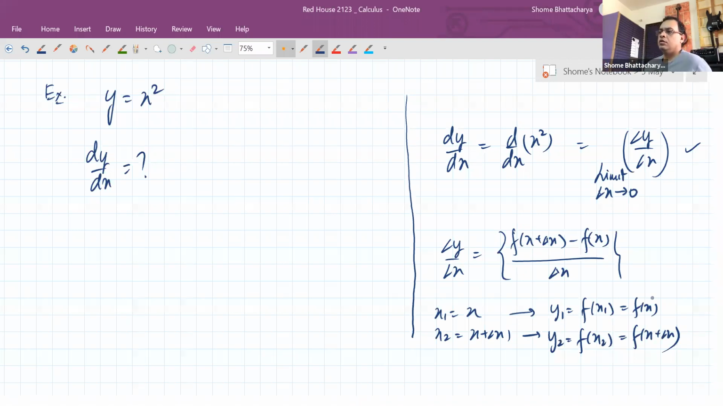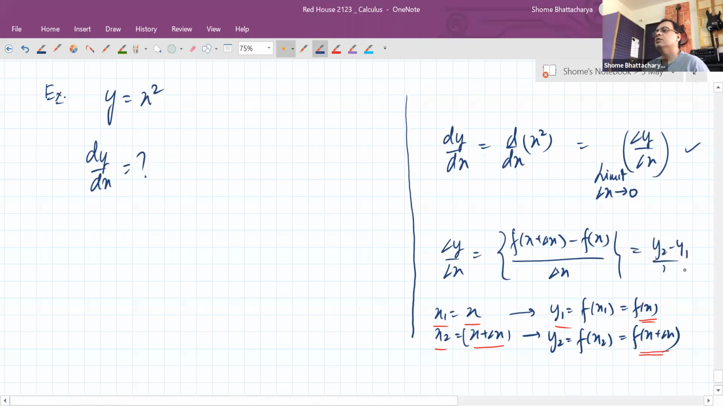Please repeat: what is the definition of delta y by delta x? It is y2 minus y1 upon x2 minus x1. So just apply the definition over here. That is where f of x plus delta x minus f of x came from. If I'm taking my x1 as x, what is my y1? It's f of x. And if I'm taking my x2 as x plus delta x, then what is y2? It is f of x plus delta x. So this is your y2 minus y1 upon x2 minus x1.